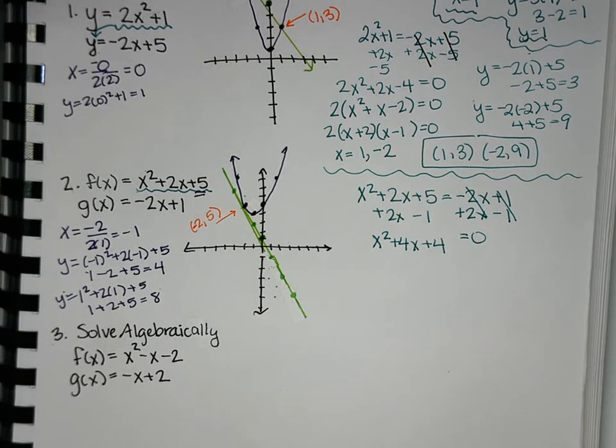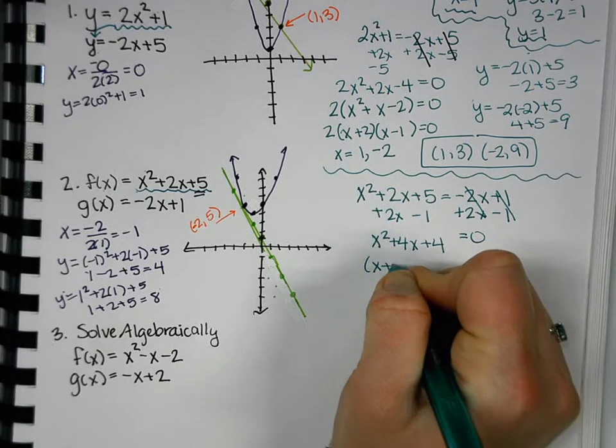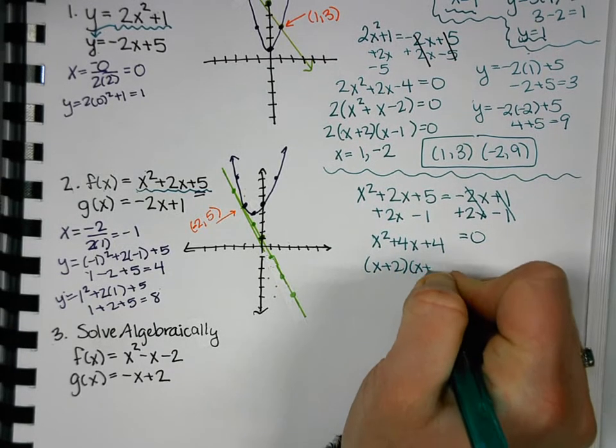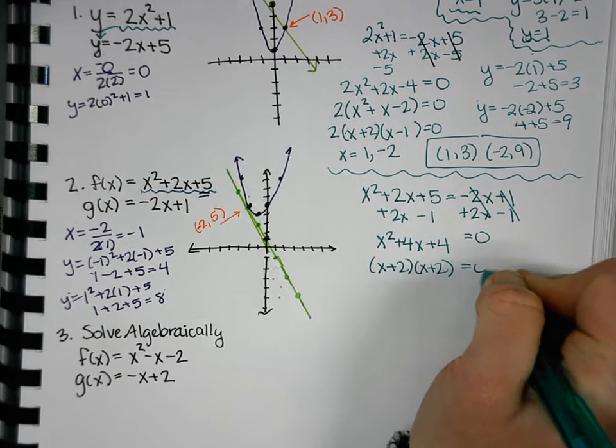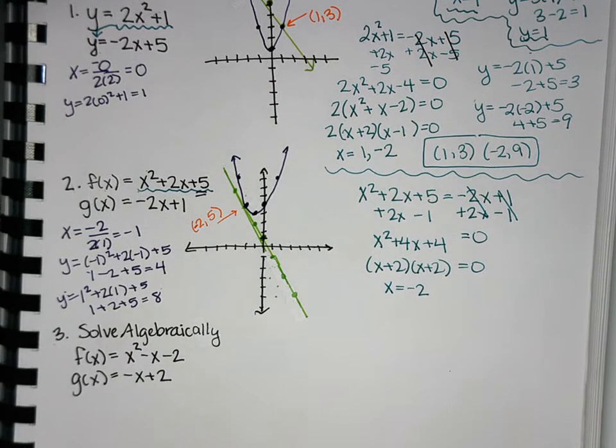So can we factor this? Do we want to complete the square? Factor. How does it factor? x plus 2, x plus 2. So what does x equal? Negative 2. And we only got the one answer, so that confirms we only should have one intersection point.